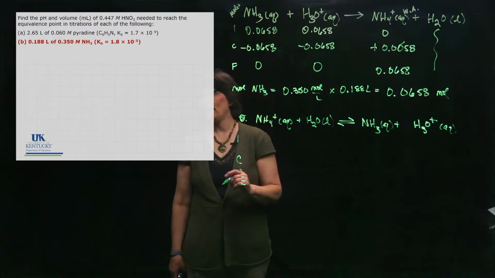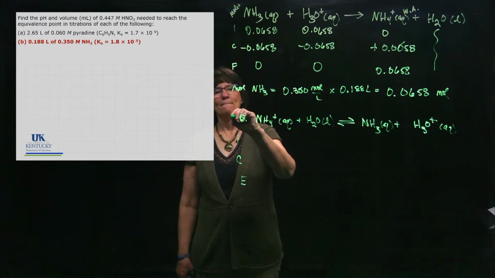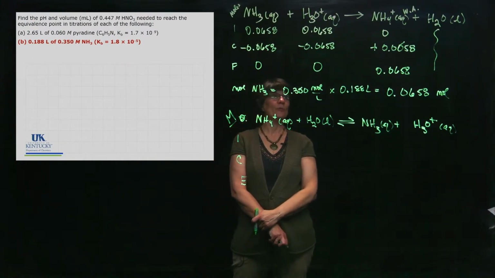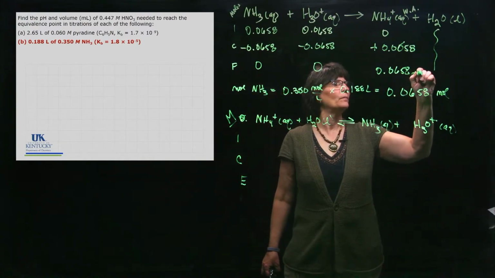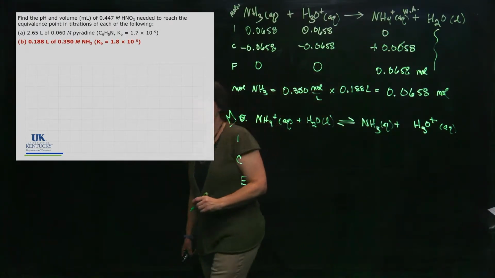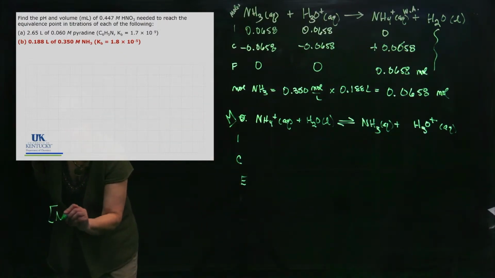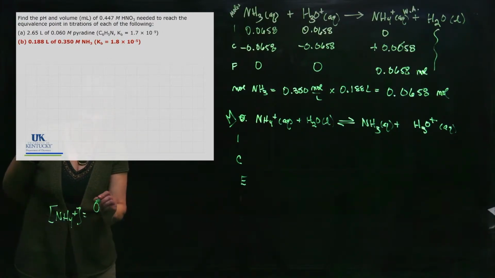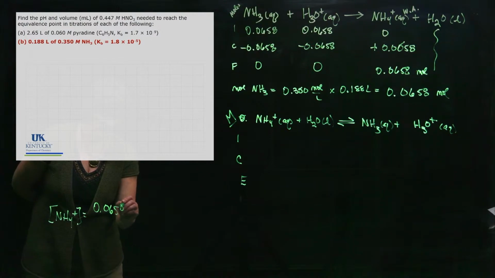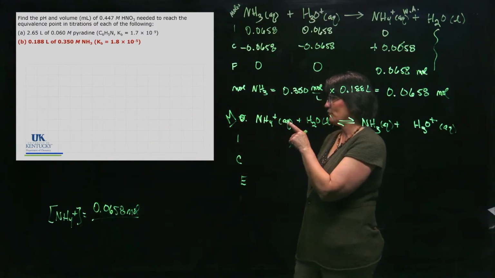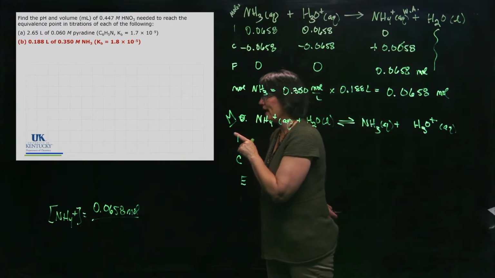And what do we put into an ICE table? We put molarity, capital M, into that table. Do we know the molarity? No, right now we know the moles. What do you need to know in order to get molarity? Well, the molarity of the ammonium ion, NH4+, is going to be the moles, which we do know, 0.0658, divided by the volume that we don't know completely. What do we know? If we look at our information here, it tells me I had 0.188 liters of the base.